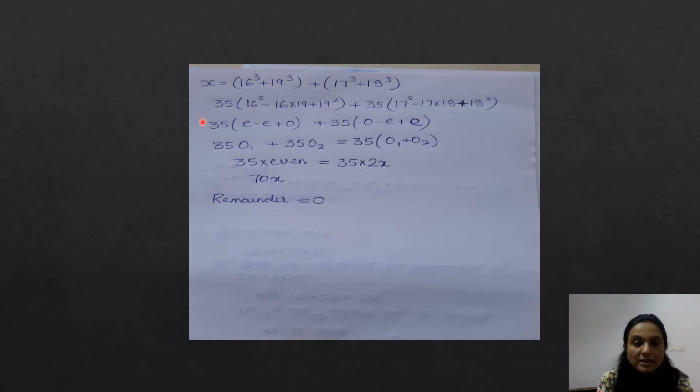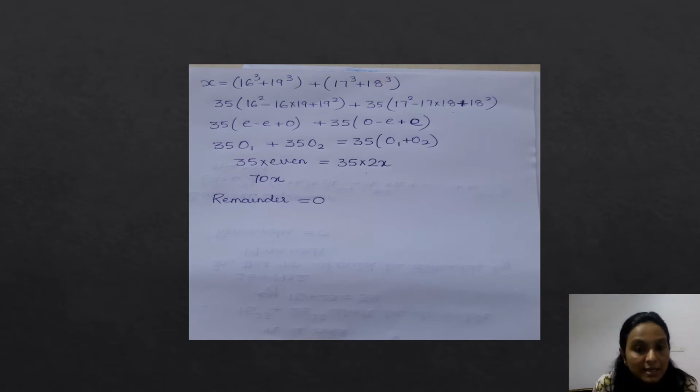Now, we can very well write x as 16 cube plus 19 cube plus 17 cube plus 18 cube. We are just trying to rearrange the expression. So, 16 cube plus 19 cube and then the other two terms 17 cube plus 18 cube. So, basically we are trying to write it as a cube plus b cube. We know the expansion a cube plus b cube can be written as a plus b into a square minus a into b plus b square. This is what we have done.